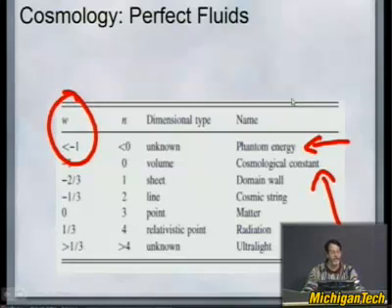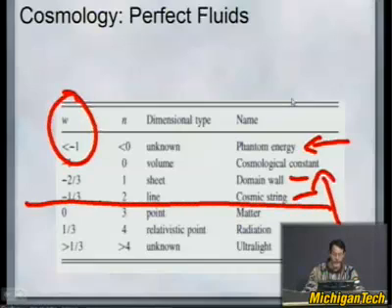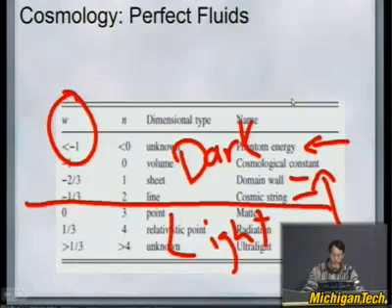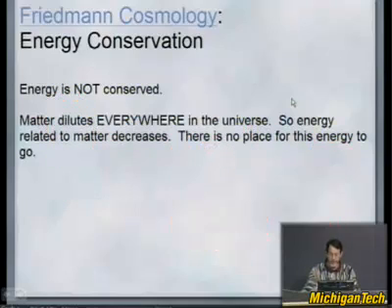A cosmological constant universe wouldn't have that fate. It would end differently. There are different kinds of energies: domain walls, then cosmic strings. At this point, these are your stable forms that are dark energies. And these are your light energies that include matter, radiation, and ultralight. Energy is not conserved in the universe. Matter, particularly, will dilute everywhere in the universe, so there is no place for the energy to go, which is why energy is not conserved.